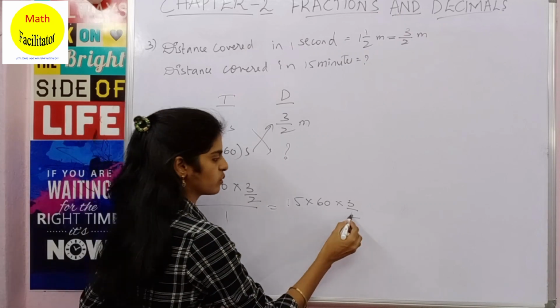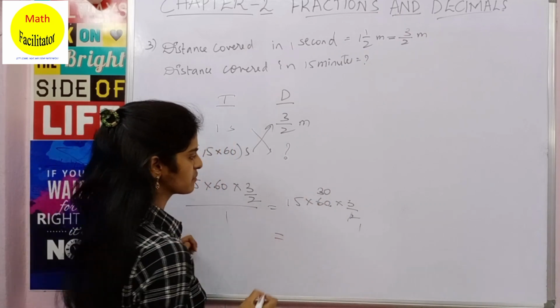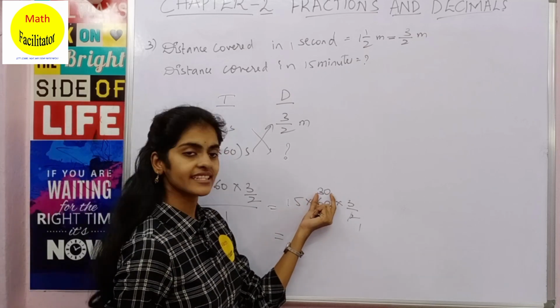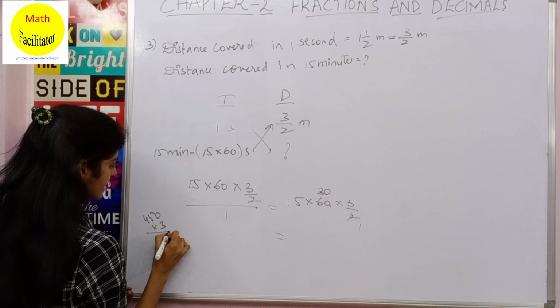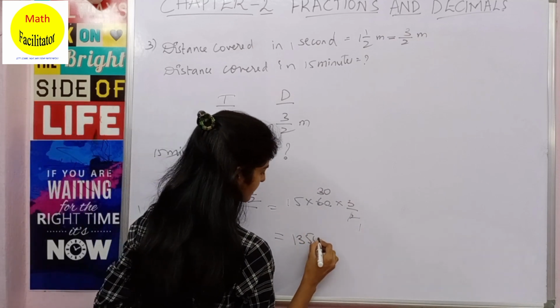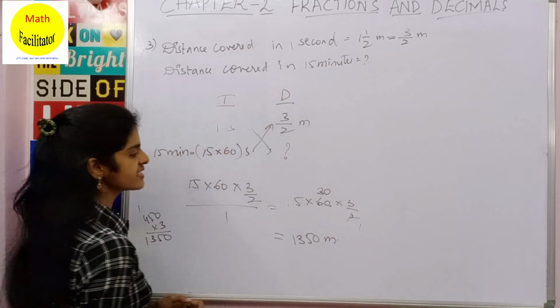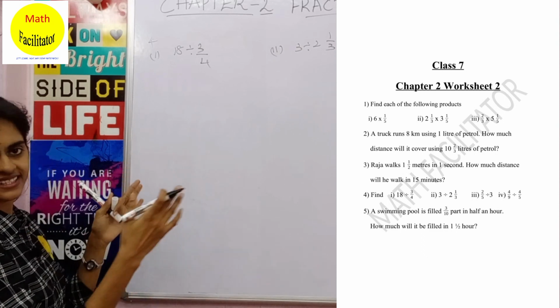Now 2 1s are 2, 2 30s are 60. So now simple multiplication, 15 into 30 is 450, 450 into 3. So 450 into 3 is nothing but 1350. So he travels 1350 meters in 15 minutes. Clear? Moving on to the next question, you have to divide these fractions.